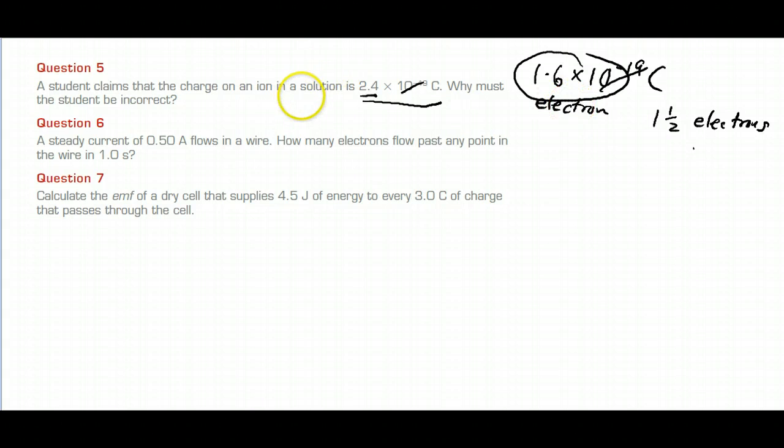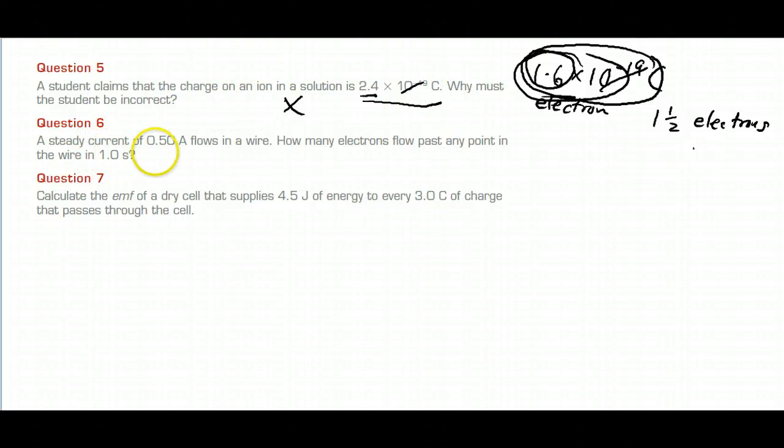So this is not possible, because any amount of charge has to be a multiple of this number here, 1.6 times 10 to the negative 19. It has to be a number of electrons or a number of protons. It's got to be a multiple of this number. So that's why it's not correct.